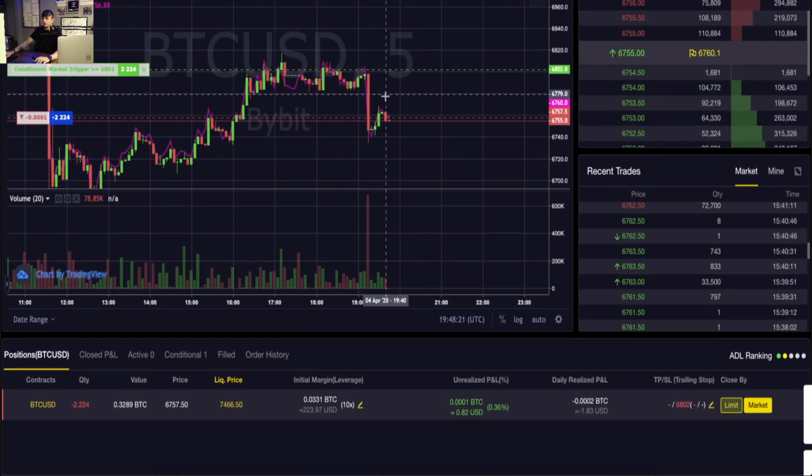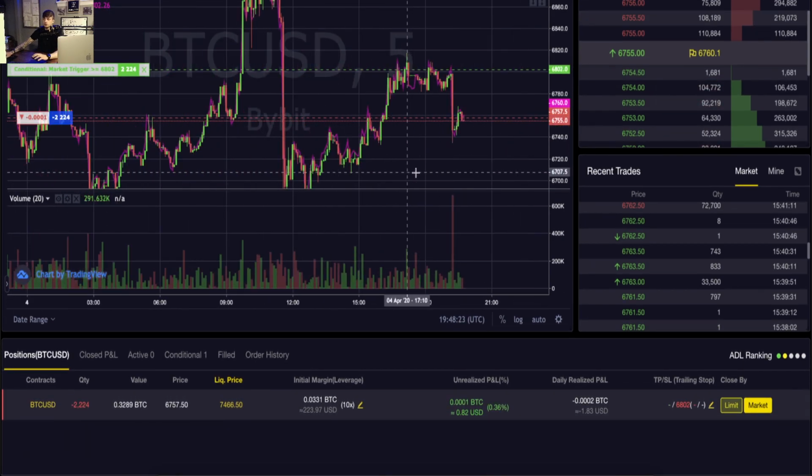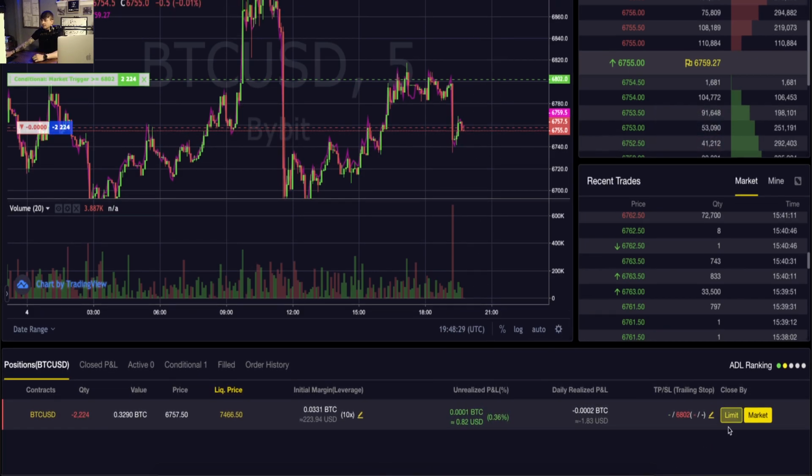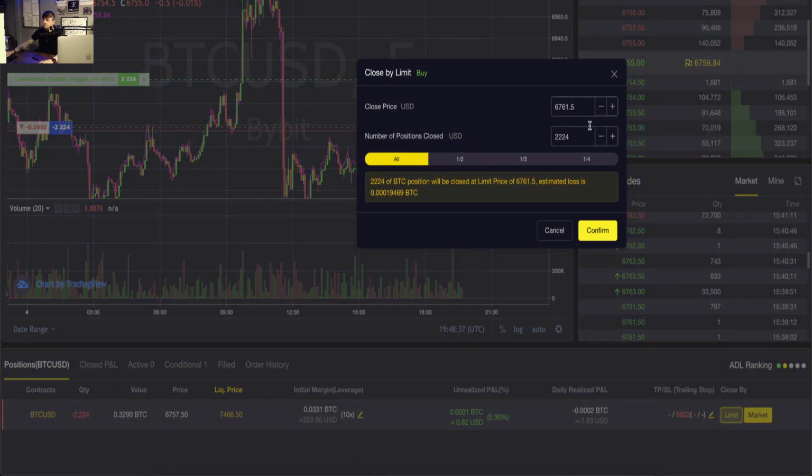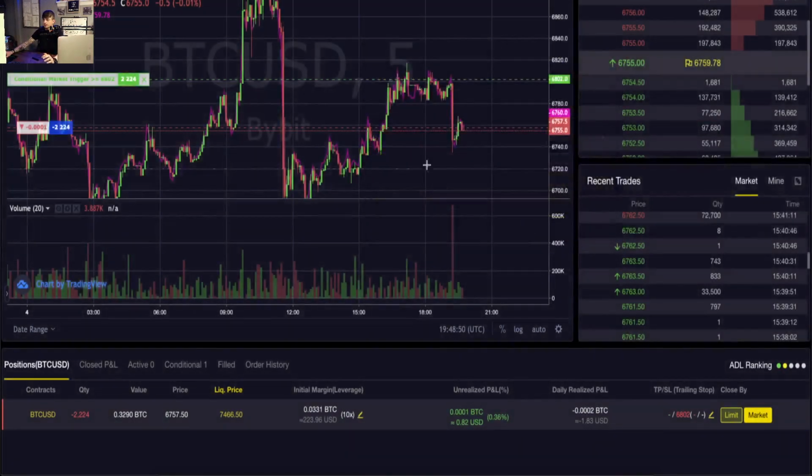Now, let's say since we're shorting, we're up, as you can see, we're in the positive, we want to sell. We can either limit or market sell. Market sell will sell instantly. With limit sell, you will be asked to put in a price and an amount that you want to sell. You could do 1/4, 1/3, 1/2, all of it, and then you choose your price, your close price.